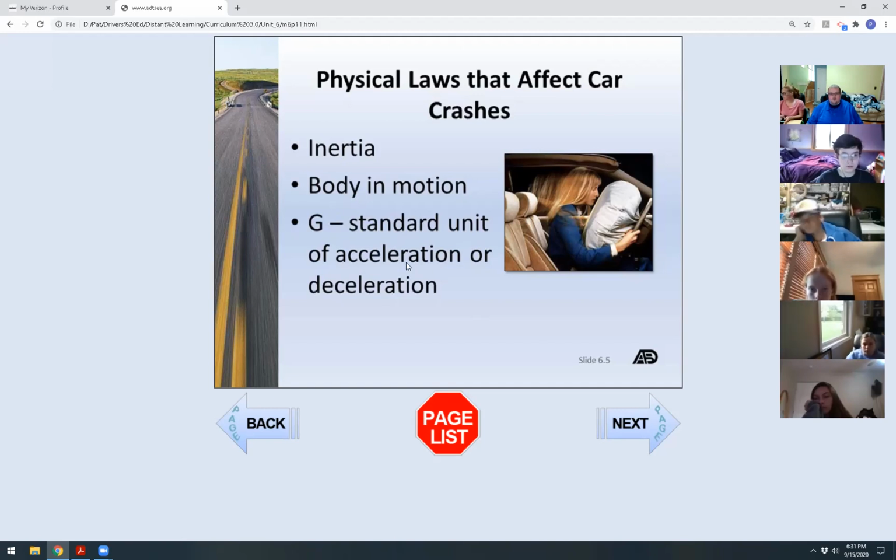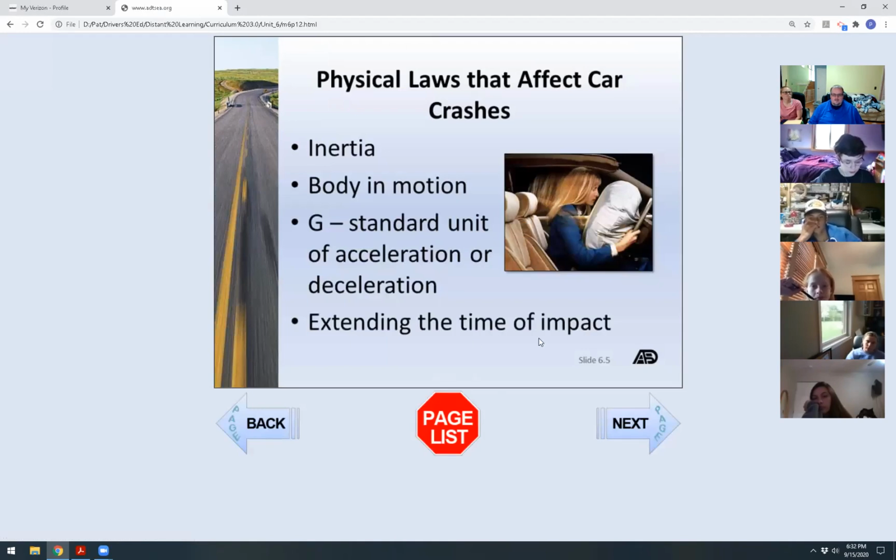You really don't need to know more than that unless you're going to take a physics or physical science class. For this driver's ed, I've never seen a question on the test asking what a standard unit of acceleration is, but it's in the slides, so there's a potential it could be on there. I have seen ones asking about inertia though.